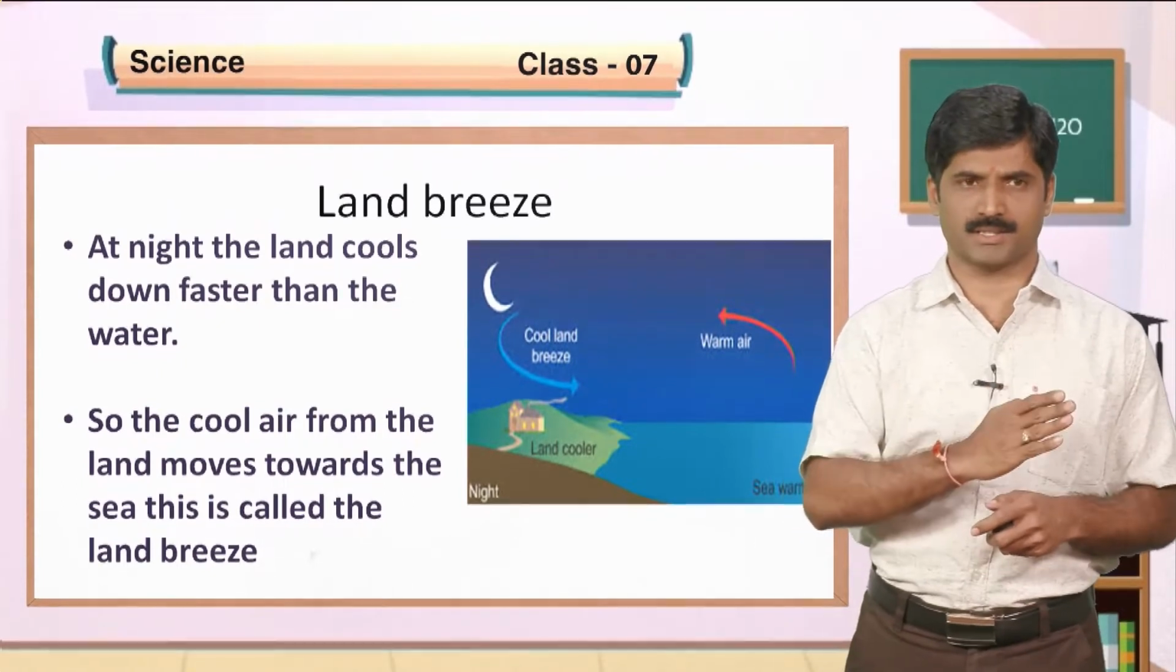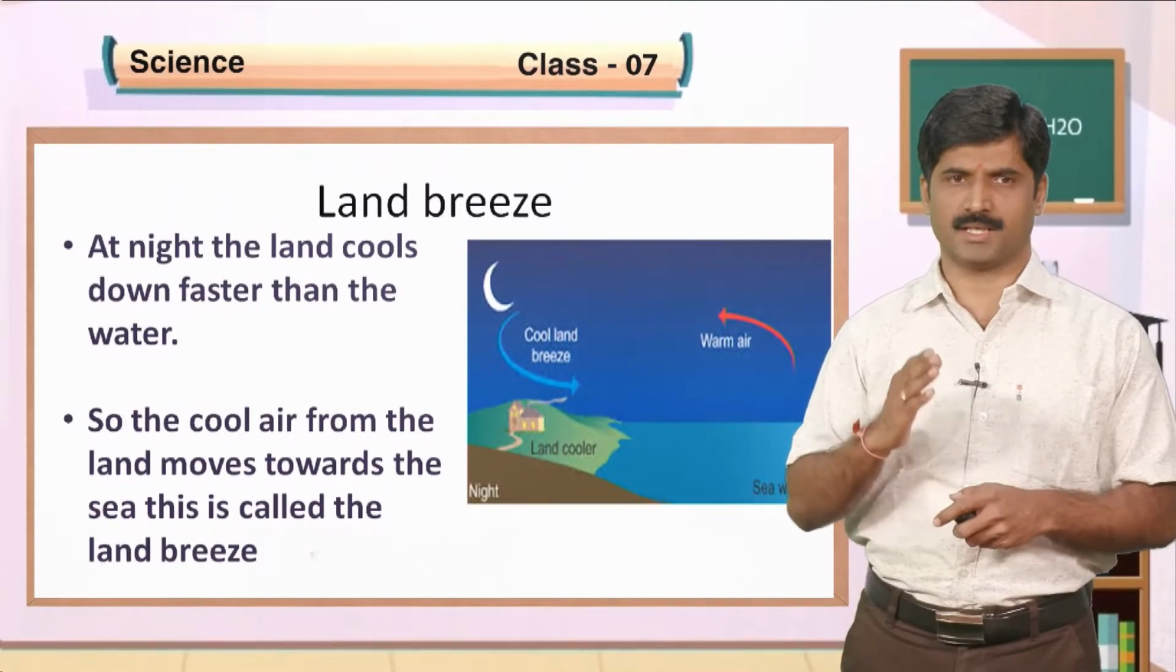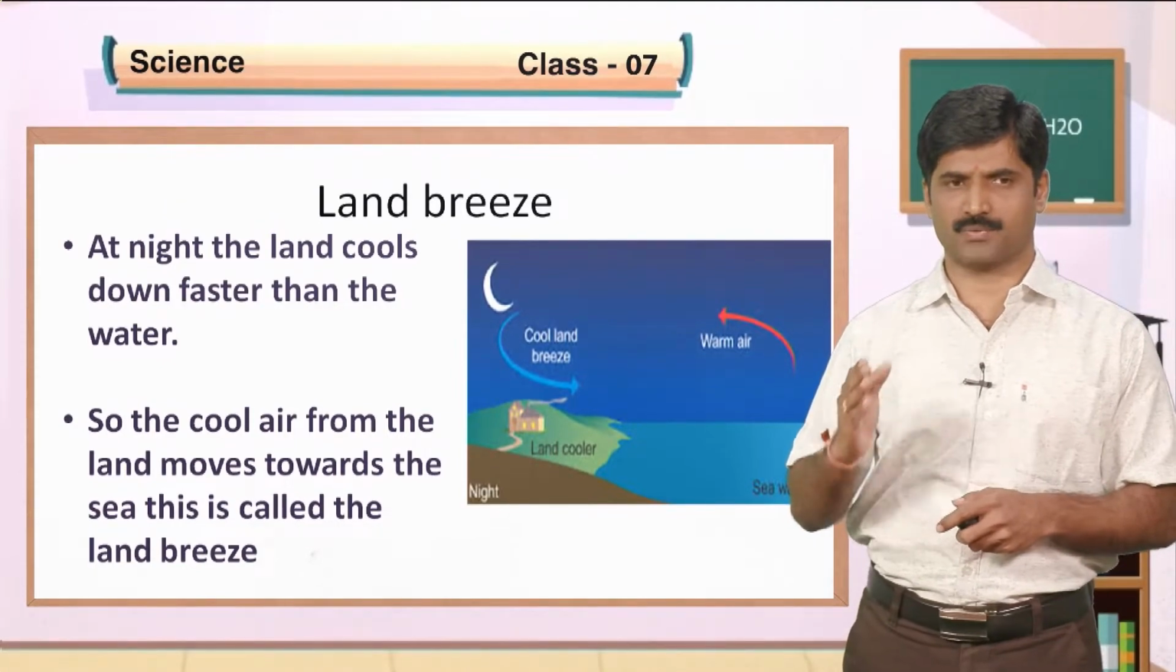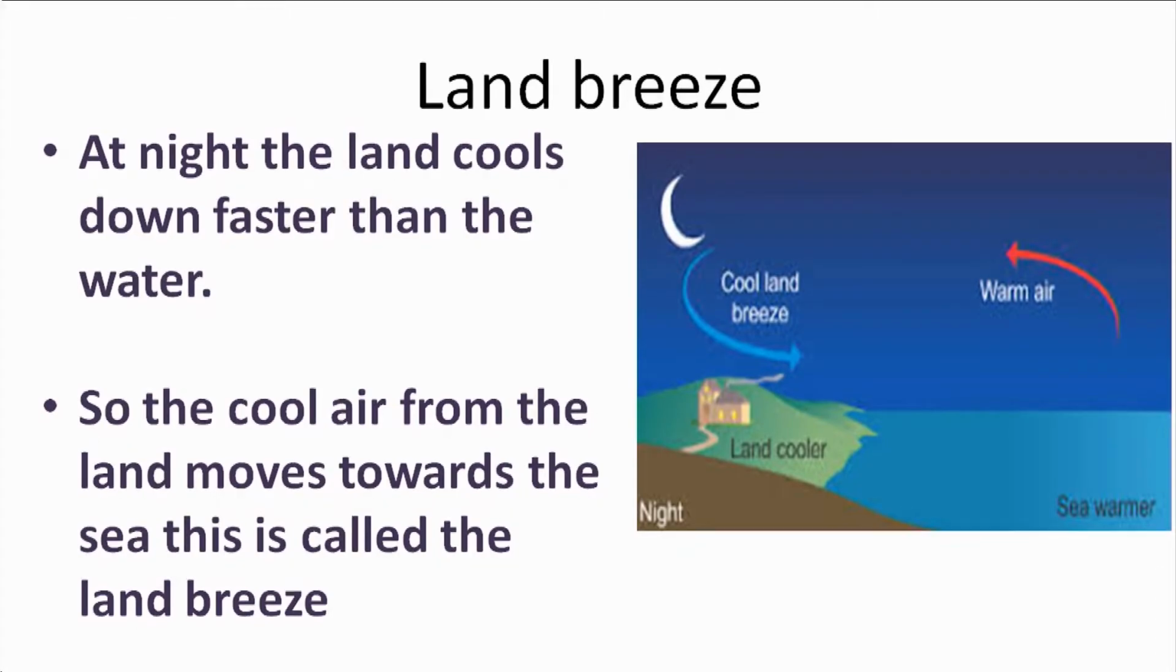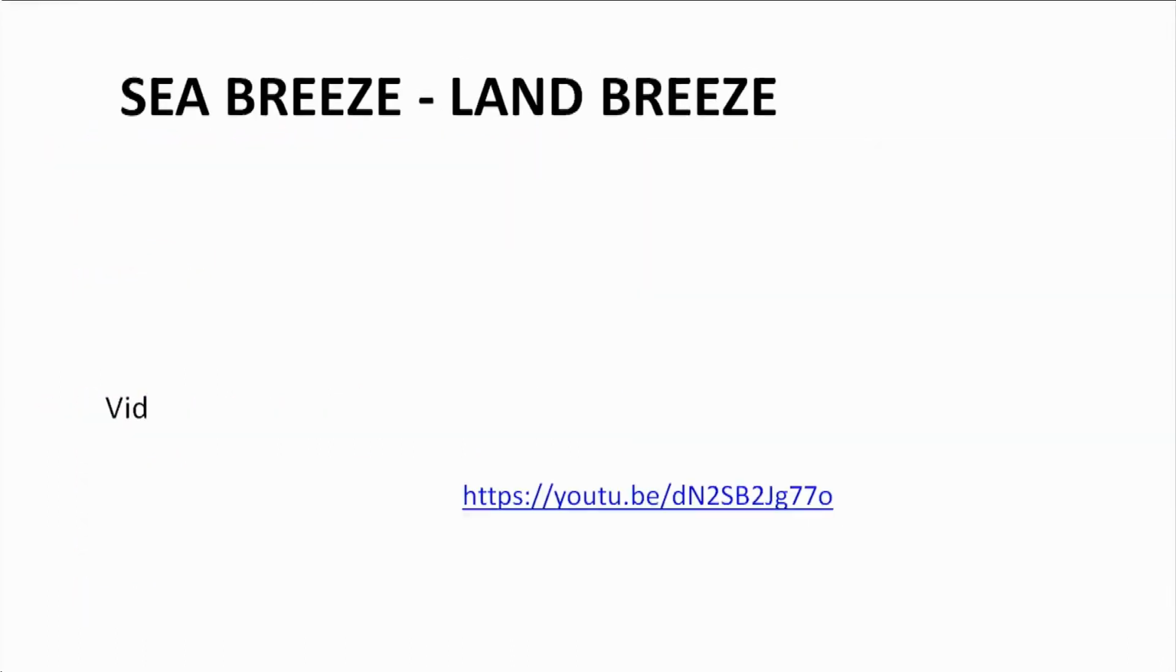In the coastal region, at night, the land cools down faster than the water. So the cool air from the land moves towards the sea. This is called the land breeze. Let us watch a beautiful video about sea breeze and land breeze.